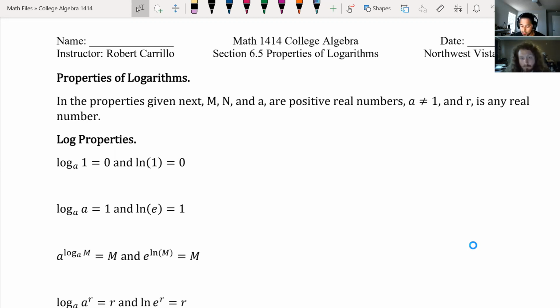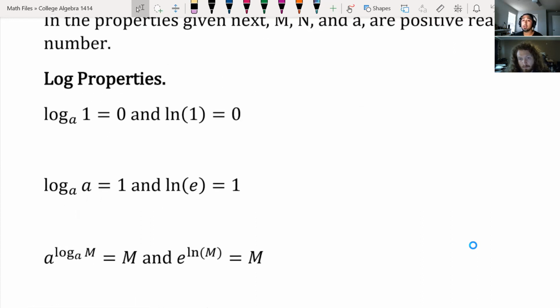Okay, so our first log property says log base a of 1 is equal to 0, and the natural log of 1 is equal to 0. So no matter what the log base is, the log of 1 will always be 0. And that goes for the natural log as well. I could say log base 5 of 1, and the result would still be 0. So the log of 1 is always 0.